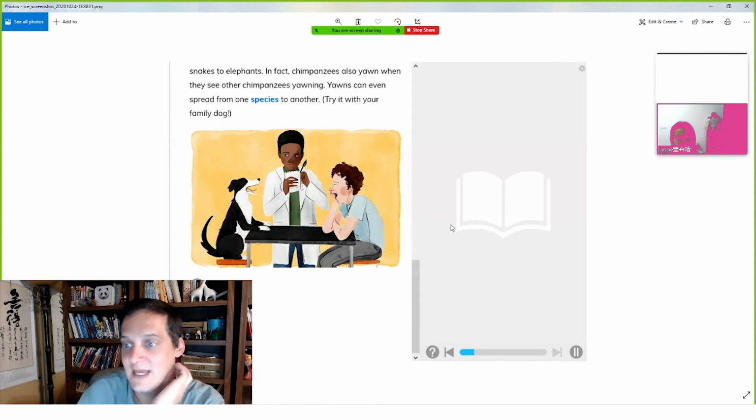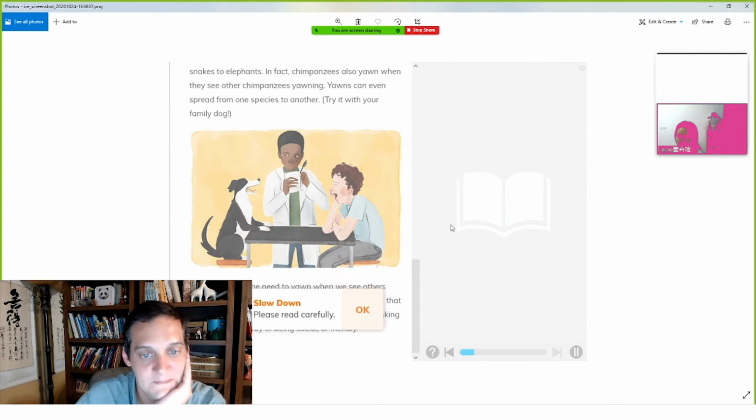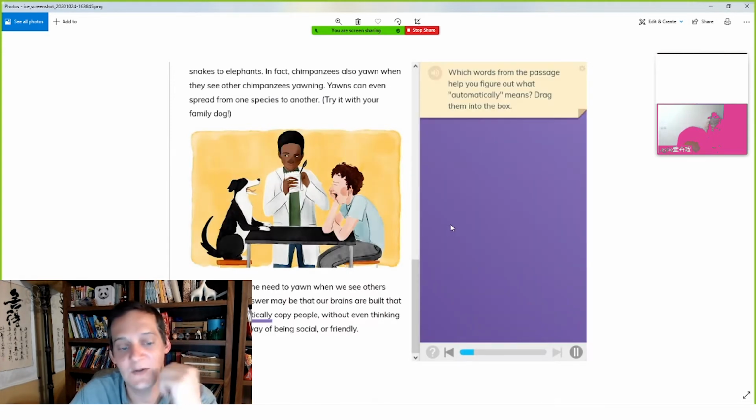See if you can make the elephant yawn. Make the elephant yawn by pretending to yawn in front of the elephant. See if it works. Slow down. Please read carefully. All right.